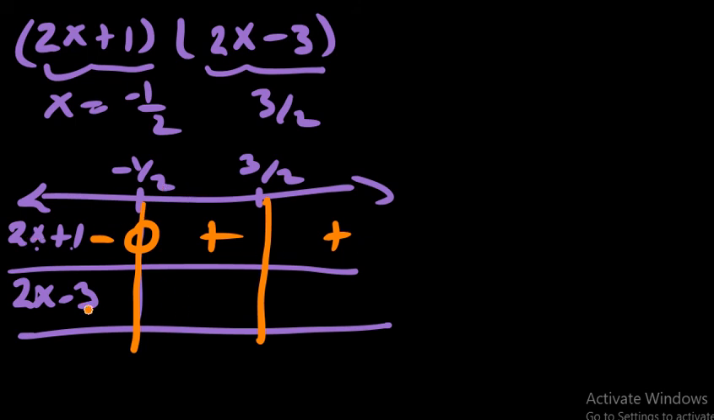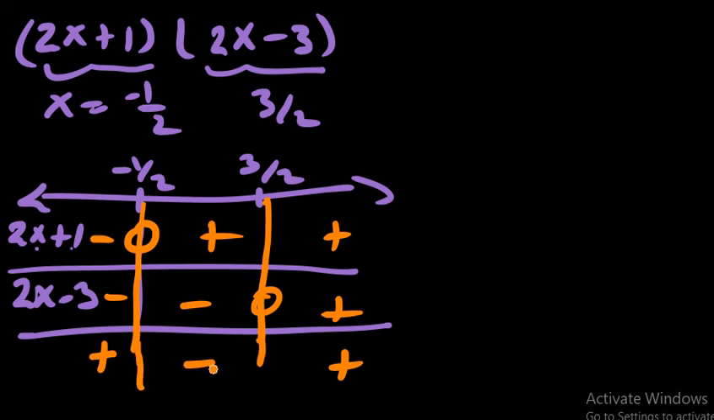And 3 over 2 will be 0, 2x minus 3 will be 0 here, and less than that negative, greater than that positive, because the coefficient of x, if it is not negative, is always below negative and above positive. Then try to see the interval. Negative times negative will be positive, and here it is negative, here will be positive.